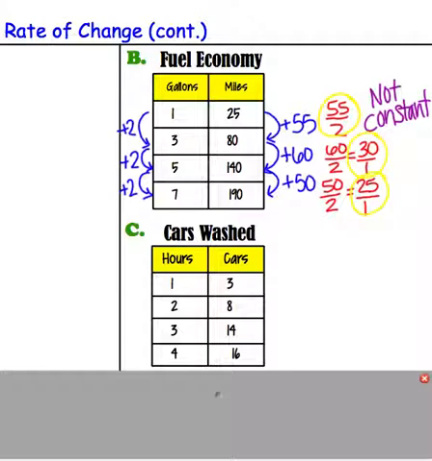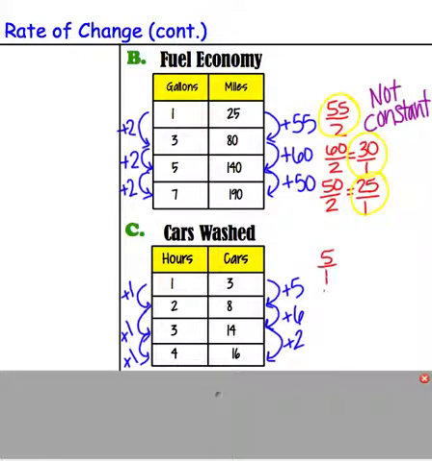When I take a look at this, I go from 1 to 2, that's plus 1. 2 to 3, that's plus 1. 3 to 4, that's plus 1. And I look here, 3 to 8, that's plus 5. 8 to 14, that's plus 6. 14 to 16, that's plus 2. So I have ratios here of 5 over 1, 6 over 1, and 2 over 1. Obviously, they worked really hard the second hour and then slacked off that third hour. So this one again is not constant.